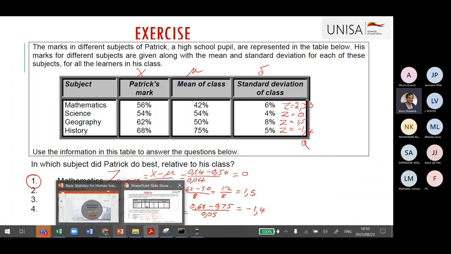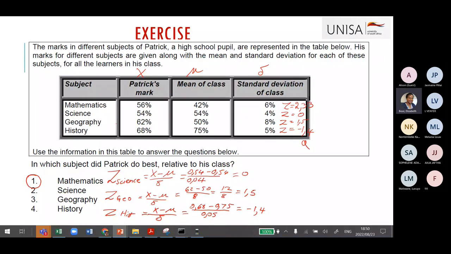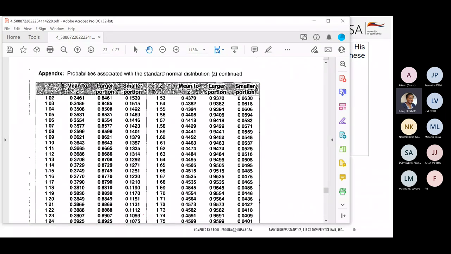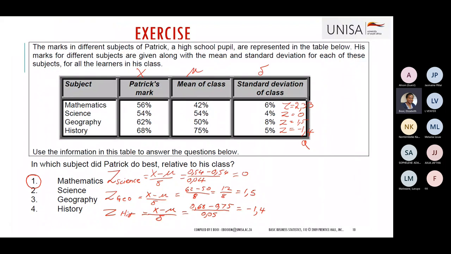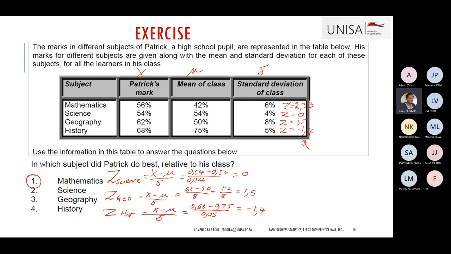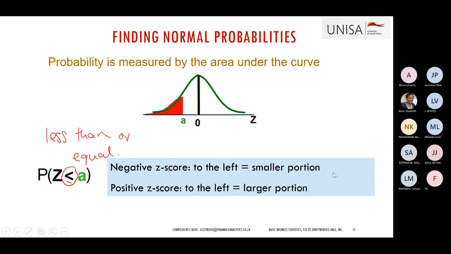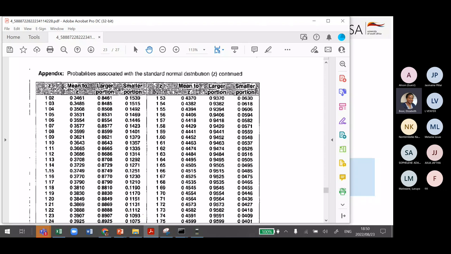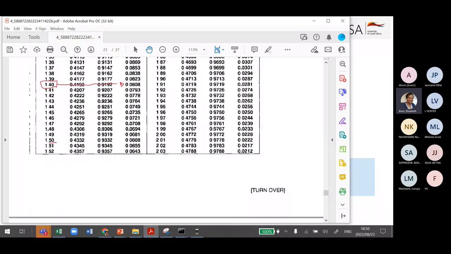So what about the probability of scoring less than 1.5? You do the same. Because 1.5 is positive, let's go back to the presentation. It says if the Z score is positive, we go to the larger side, right? So we need to go to the larger. Just need to go back to my table. 1.5, so it should be on this side. So 1.5 will be 1.50, and we're looking for the larger portion.